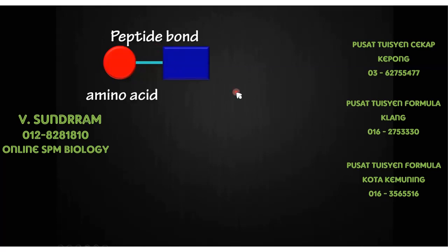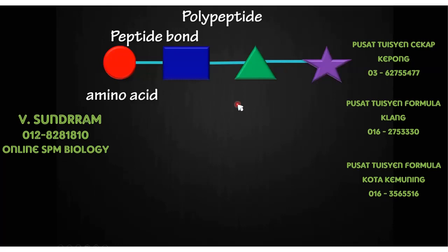If I have more amino acids, and I'm using all of these different shapes to show you they are different amino acids, when I have many amino acids, we get a polypeptide. So this is a polypeptide. Many amino acids linked to one another through peptide bonds. That's a polypeptide. So that's protein. Now we're learning RNA, DNA, nucleic acid.